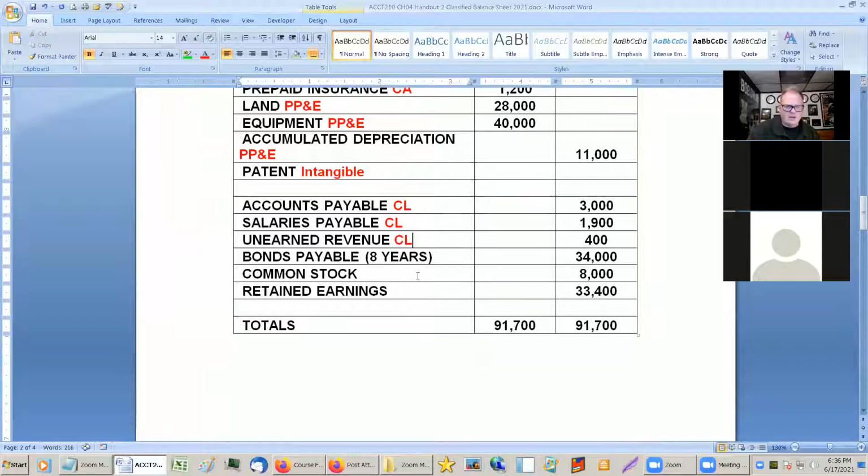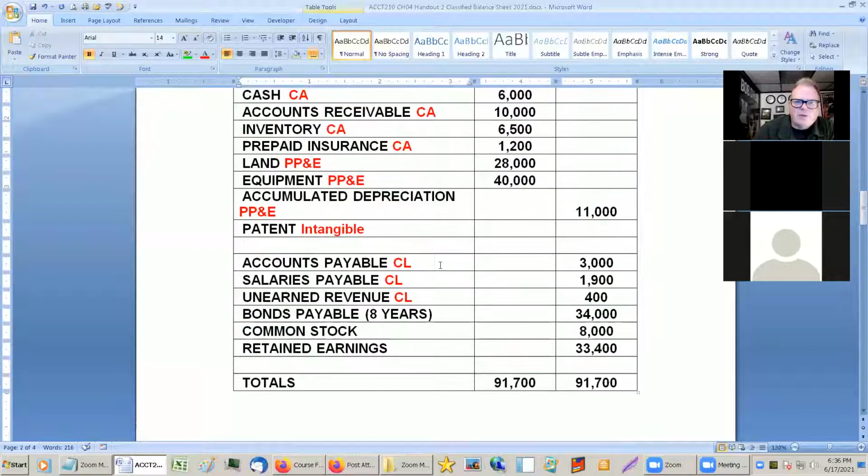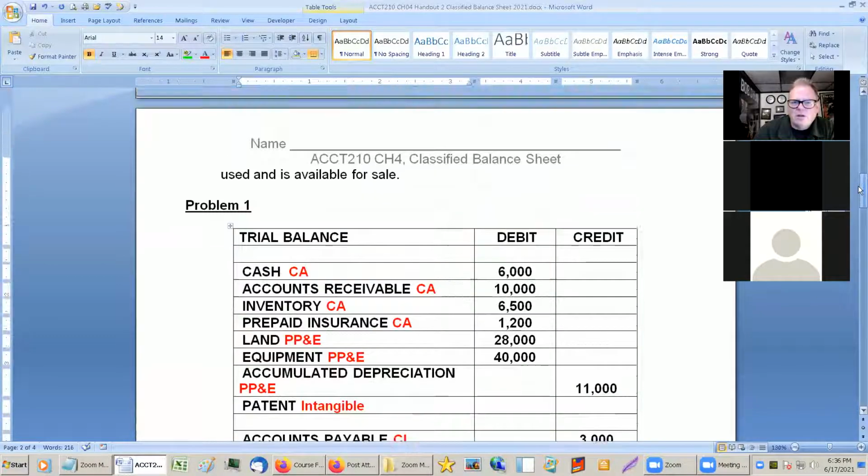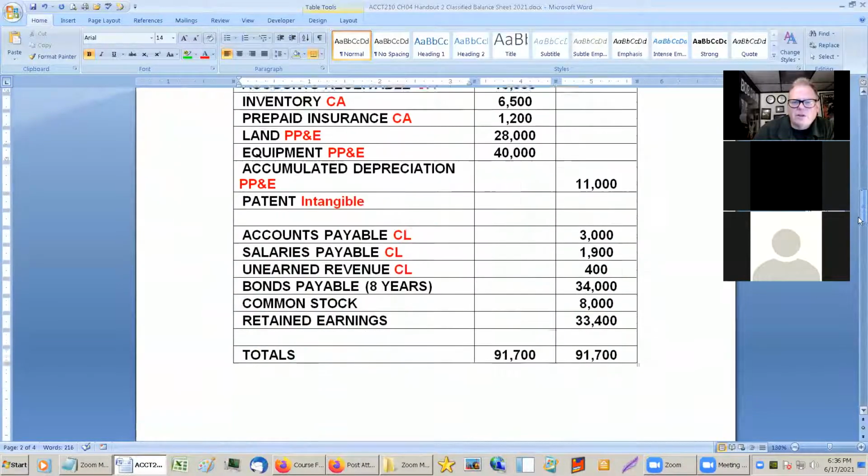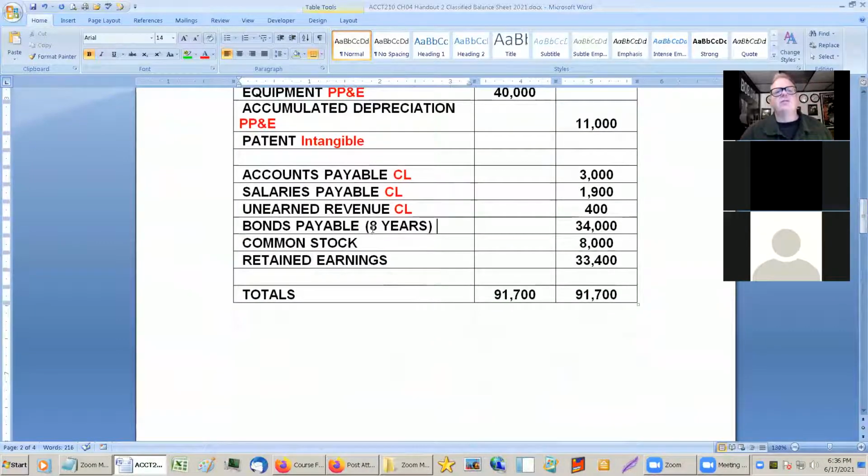Yeah, it would be in the current liabilities usually too. It's possible it goes into long term, but usually it'll be in short term. Yeah, it can go into long term. Say if someone buys a subscription for say 3 years, the first year's current, and the last 2 years would be longer term. Okay, bonds payable would certainly be long term liabilities. It's 8 years. This 8 years means it's long term.